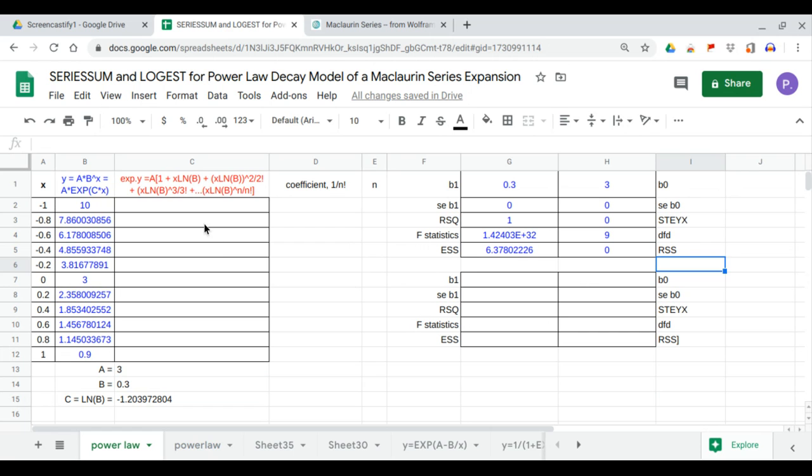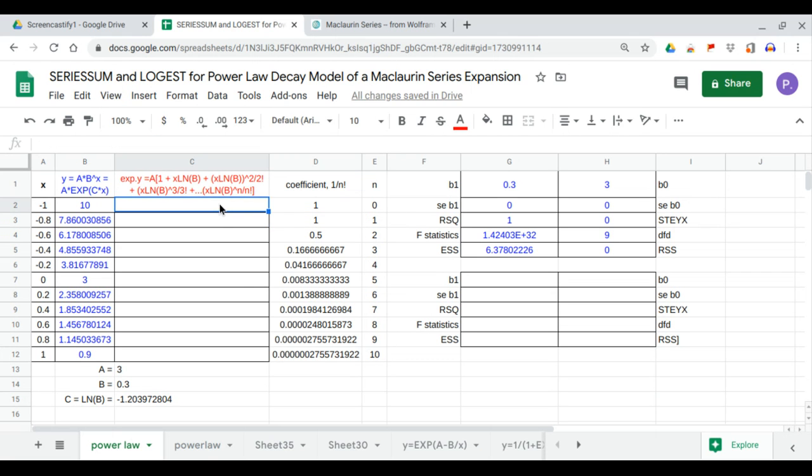Next, we will generate the expansion of this function or power law. The expansion will be a times the quantity 1 plus x ln b plus x ln b squared over 2 factorial plus x ln b cubed over 3 factorial until x ln b to the power n over n factorial. Our values of n will start from 0, incremented by 1. So we generate the n values up to 10 to fill up the data set. And our factorial coefficient will be the formula 1 over factorial of the n values.